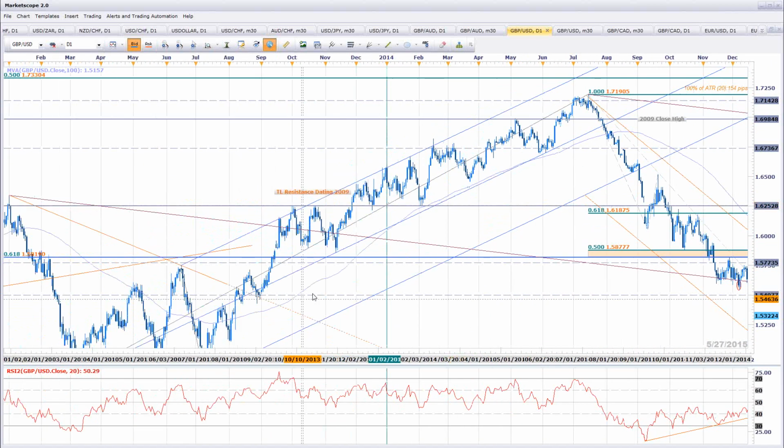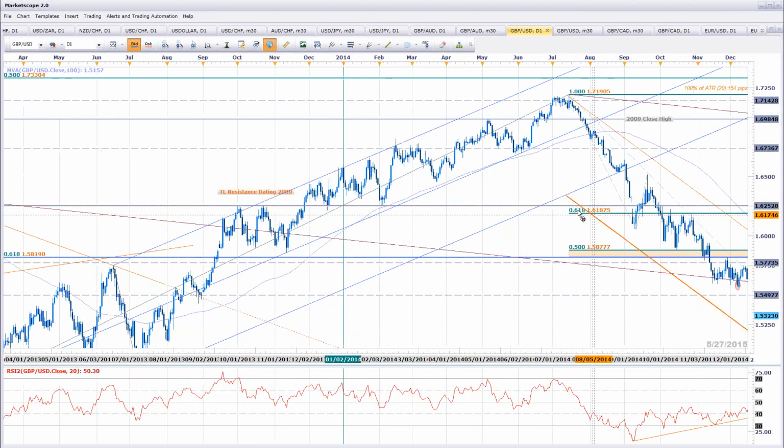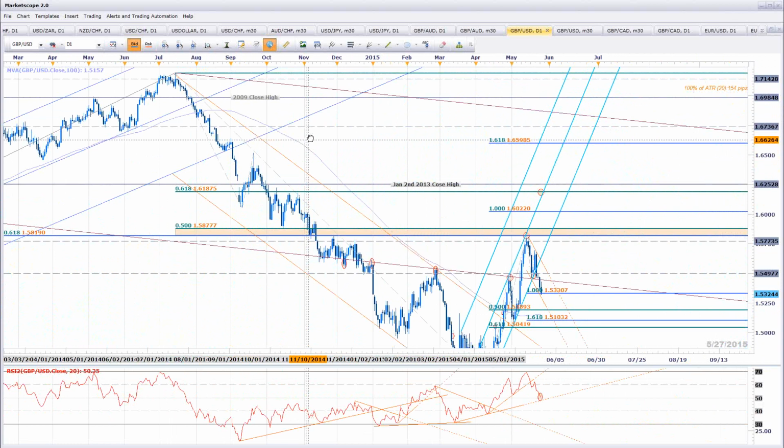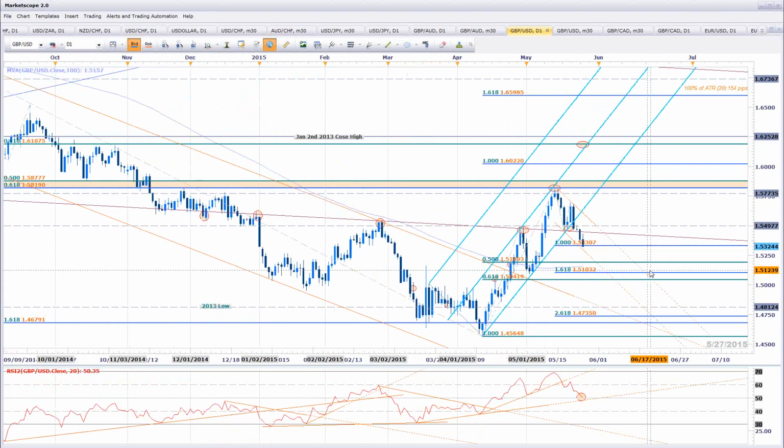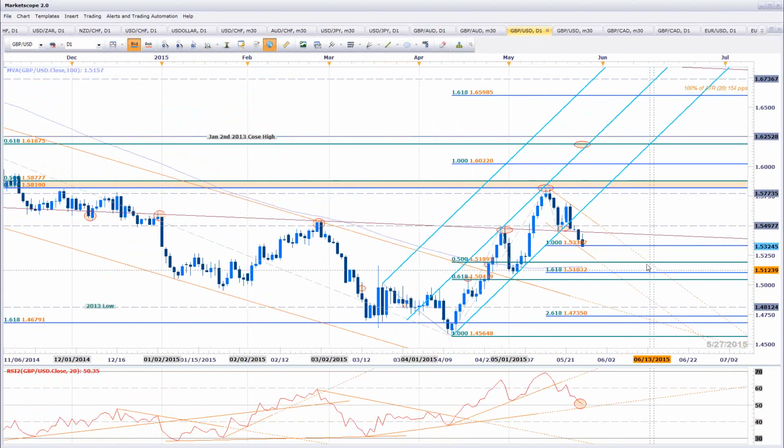So you just want to be mindful of some of these fake throwovers, reversals, breakthroughs, looking like we're coming to near-term support.